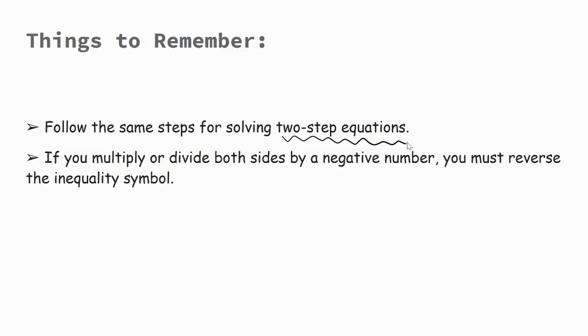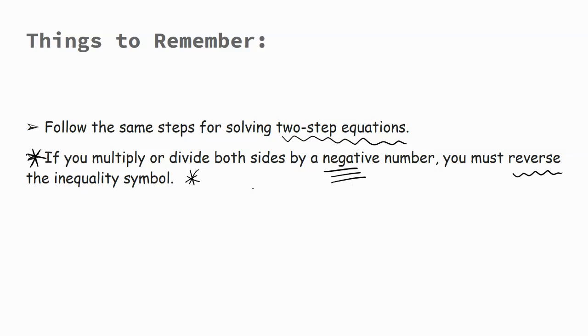So for example, if you notice that there's addition, to undo the addition, we are going to do subtraction. If there's subtraction, to undo subtraction, we do addition. To undo multiplication, we do division, those kinds of things. So those are going to stay the same. And another really, really big rule. I'm going to star this one because it's very, very important. If you multiply or divide both sides by a negative number, you must reverse the inequality symbol.